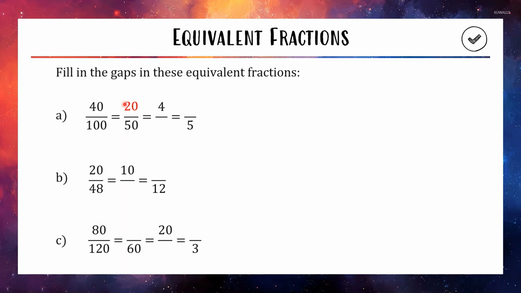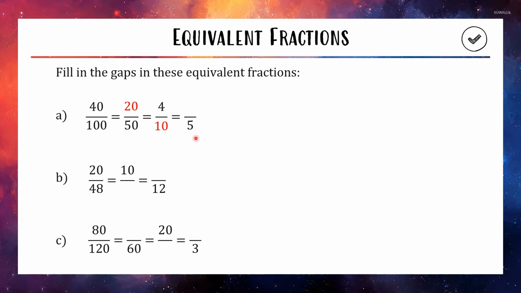Okay, what about getting from 40 down to 4? Well, we're knocking off one of the zeros, which means we're dividing by 10. Let's do the same thing on the bottom. Let's divide 100 by 10 by knocking off one of the zeros and turning it into 10. So 40 out of 100 is equivalent to 4 out of 10.